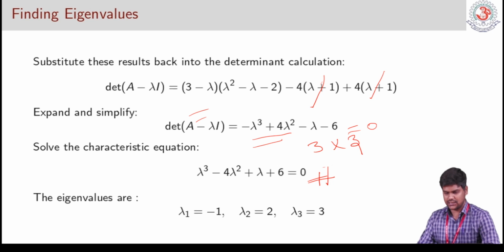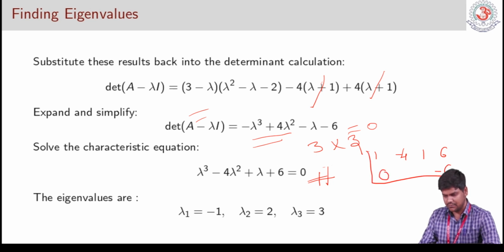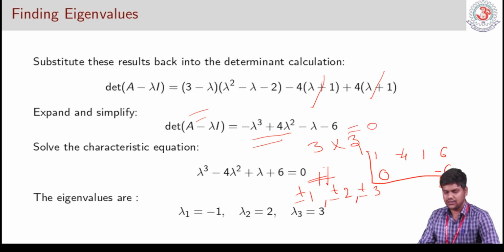To find the roots of this characteristic equation, first take the coefficients: 1, minus 4, 1, 6. Put this in the synthetic division format. First put 0 here, and here we need to get minus 6, so accordingly we need to give the values. The eigenvalue is nothing but a root of this equation, so the root will be among the divisors of 6. The divisors of 6 are plus or minus 1, plus or minus 2, and plus or minus 3. So these are the values which will possibly be the roots of this equation.